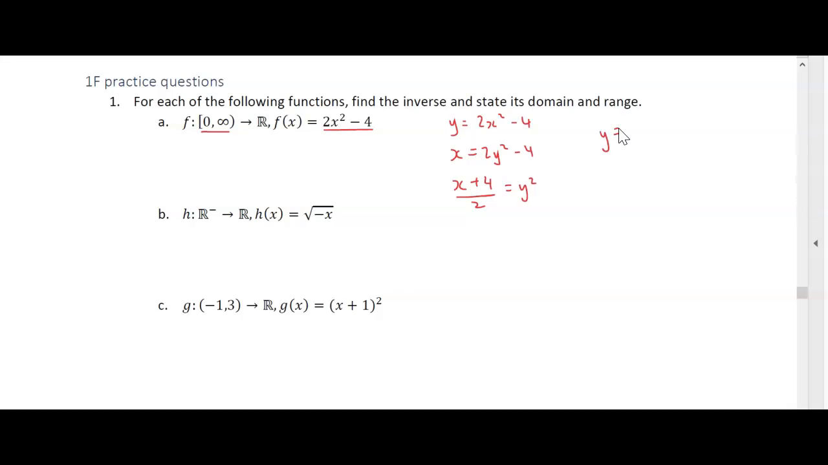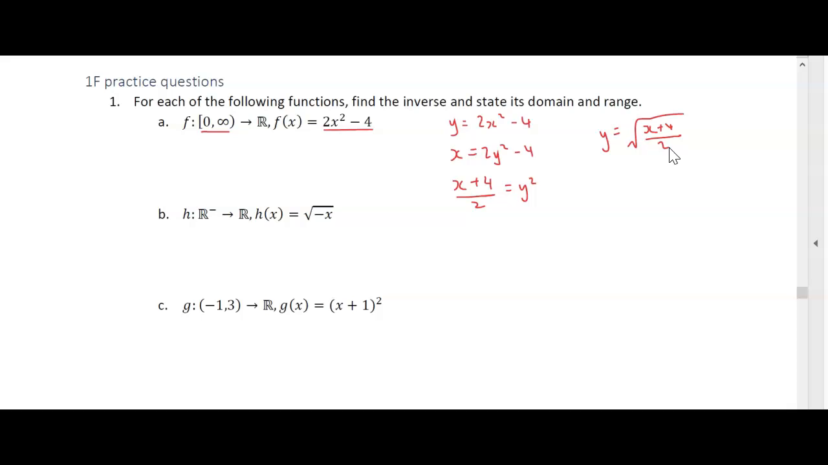So y is, we're going to take the square root of that. When you're drawing your radical, your square root sign, just make sure it covers everything that you want it to cover. Don't be sloppy with your handwriting. Now we only want the positive because we're going from 0 to infinity, so not the negative.